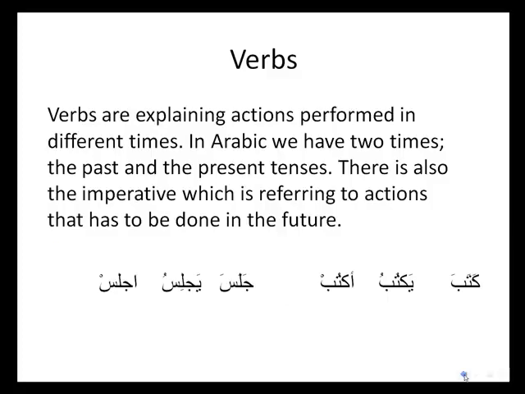Verbs are called fa'al, and the plural is af'al in Arabic, and you remember it from the verb that we have learned, to do something, fa'ala, right? Fa'al is a verb in general, and af'al are verbs in the plural form. And verbs are words that explain what's happening or what someone's doing at a specific time. In the past tense, yesterday, last year, 10 years ago, or in the present, right now, I'm speaking, or tomorrow, next week, next year, etc. There is also the imperative, which is referring to actions that have to be done in the future, which we haven't discussed yet. That will be left for Arabic 2.